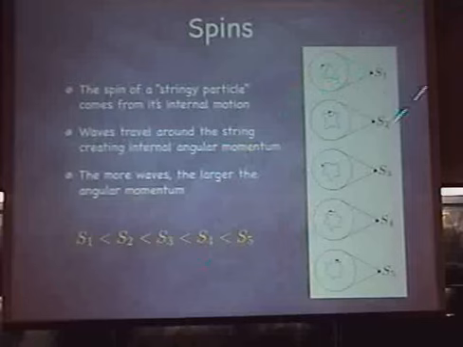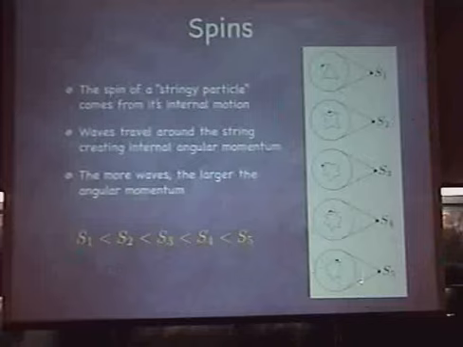And what that creates is a variety of different amounts of spin. So this particle here with a whole bunch of waves traveling in circles has a lot more spin than this guy down here. And it's because the actual string itself, when you look at it, has more spin.